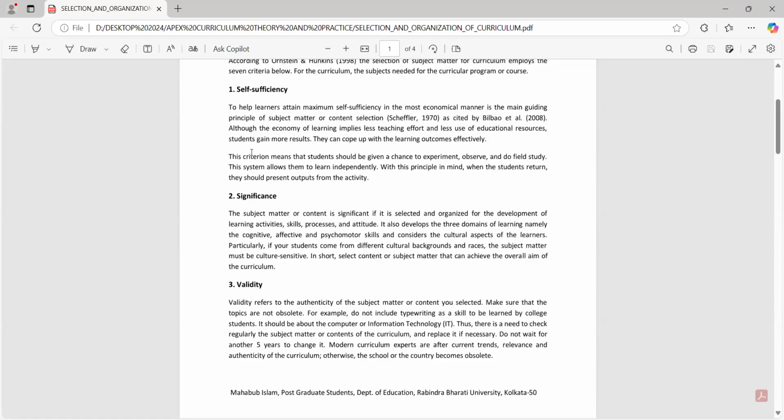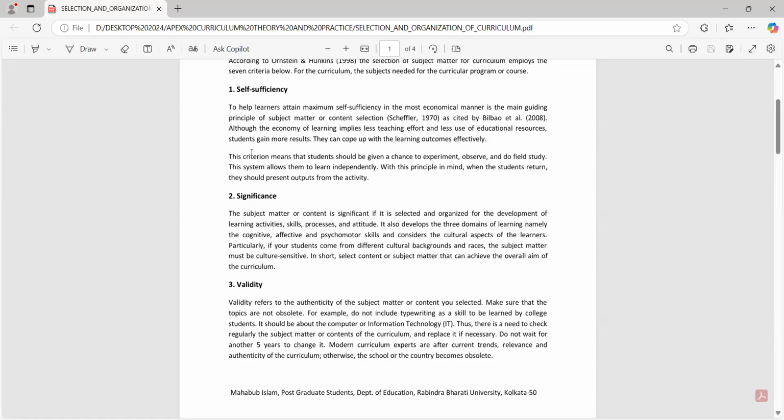The subject matter or content is significant if it is selected and organized for the development of learning activities, skills, process, and attitude. It also develops the 3 domains of learning, namely the cognitive, affective, and psychomotor skills, and considers the cultural aspects of the learners. Particularly, if your students come from different cultural backgrounds and races, the subject matter must be culturally sensitive. In short, select content or subject matter that can achieve the overall aim of the curriculum.